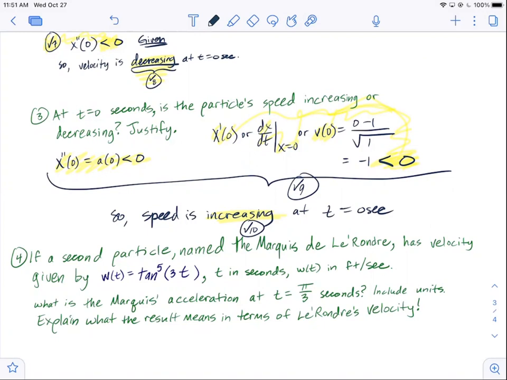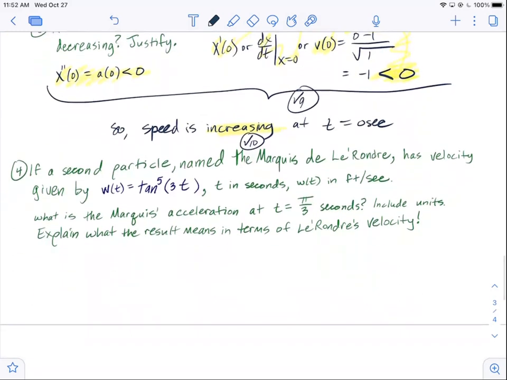Yes, Hank? Is it increasing or decreasing? Why is it increasing? Because the velocity and the acceleration are the same sign. Velocity is decreasing, but speed is increasing. And I chose them to be different on purpose. Yes, sir. Okay, I get it. You good? All right. So far, so good. Okay.